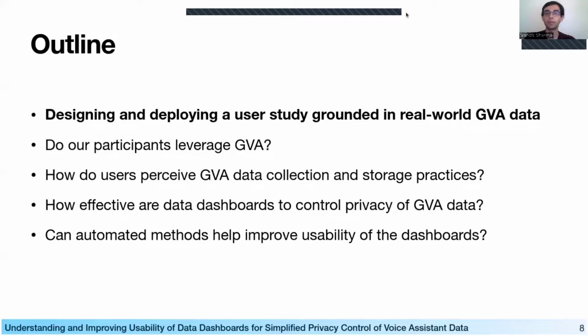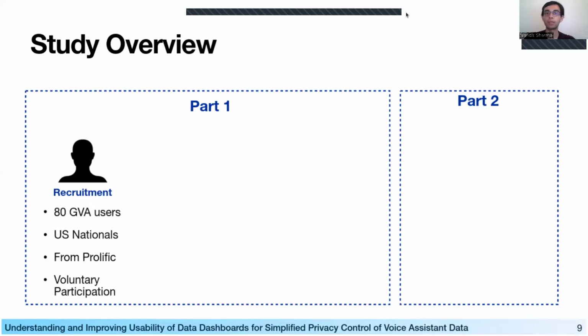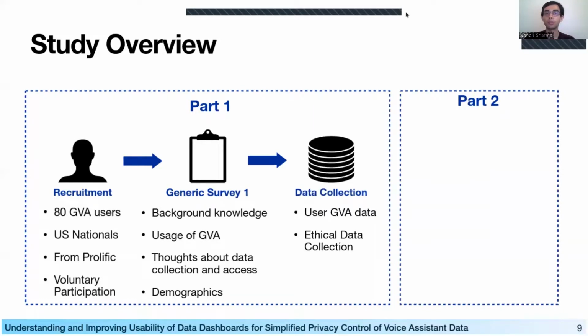Our study consists of two parts. In part 1 of our study, we first recruited 80 Google Assistant users through the crowdsourcing platform Prolific. These users were first asked to take a generic survey where we tested their background knowledge about Google Assistant, as well as their initial thoughts about data collection and access. We also collected demographic information in this survey. After completing the survey, we asked users to share their Google Assistant data with us. In order to do so in a responsible manner, we developed a browser extension which we asked users to install after completing survey 1.